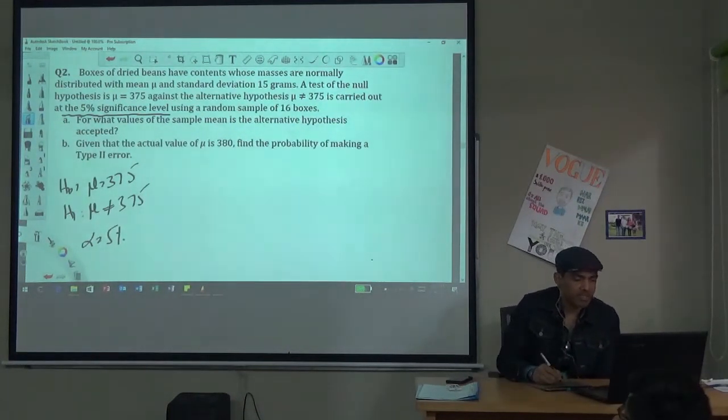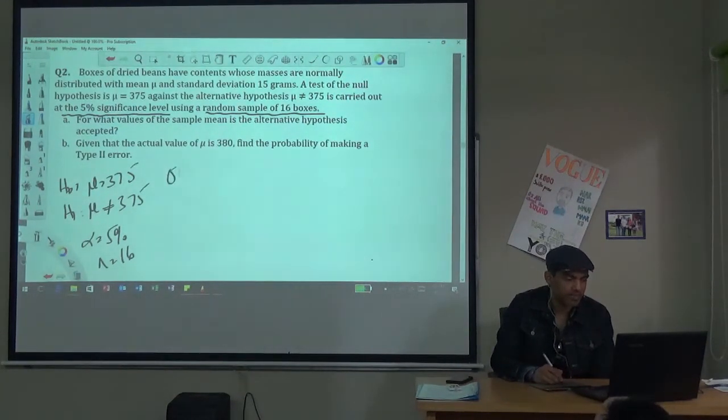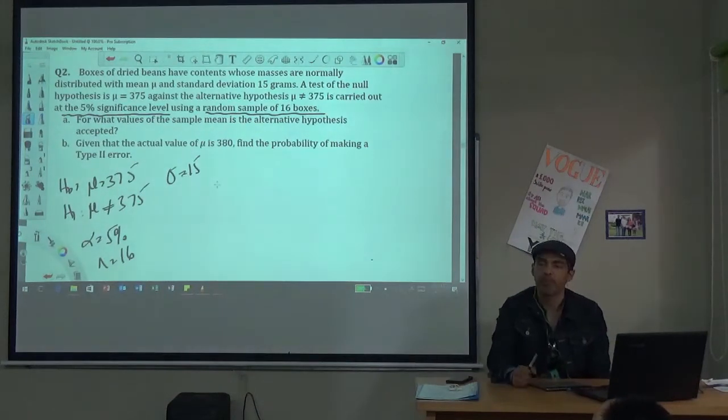A random sample of 16 boxes, so the sample size is 16. They have taken boxes of dried beans that have contents whose masses are normally distributed with mean mu and standard deviation. So we have the standard deviation of the population as well. Standard deviation of the population is 15.